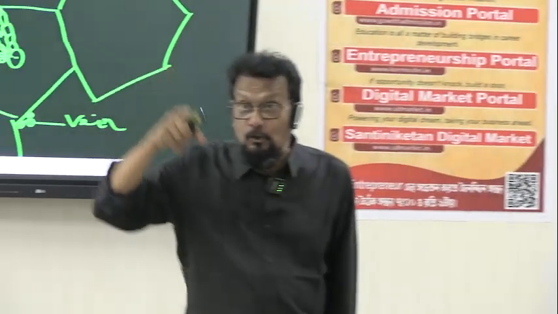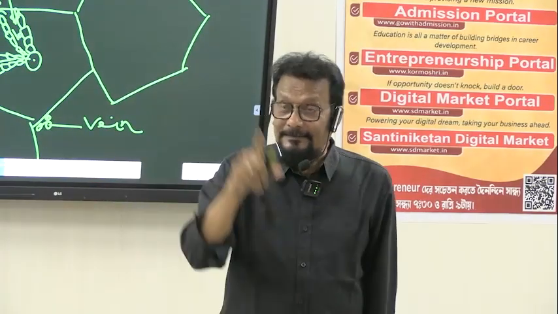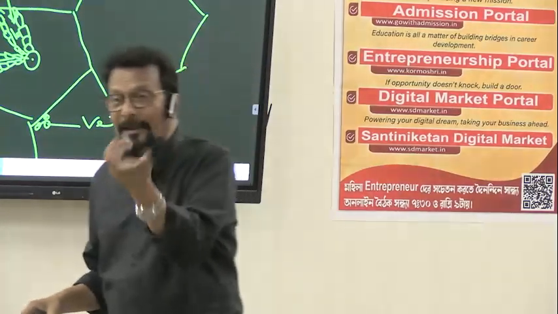What is its function? What is its target cell? All hormones have a target cell. So ACTH has a full form. What is the full form of ACTH? Adrenocorticotrophic hormone. That means it will target the adrenal cortex. We know many hormones are produced from the adrenal cortex.